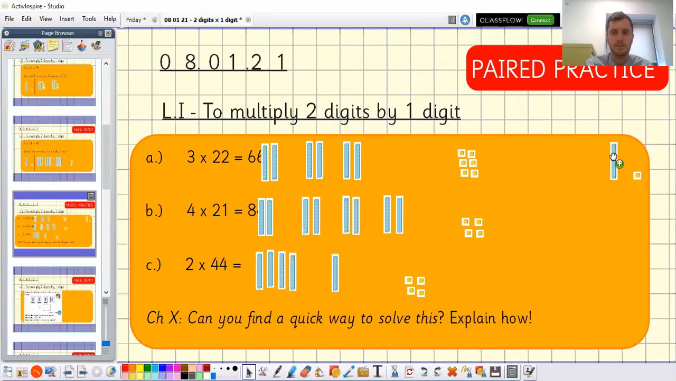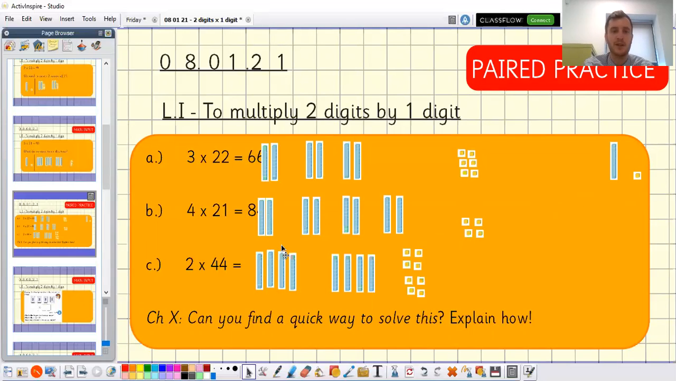10, 20, 30, 40, 1, 2, 3, and 4. Now again, you might be able to look at those 10s and 1s and call out the answer straight away. If not, let's count through them together.